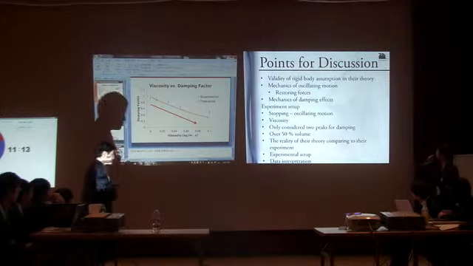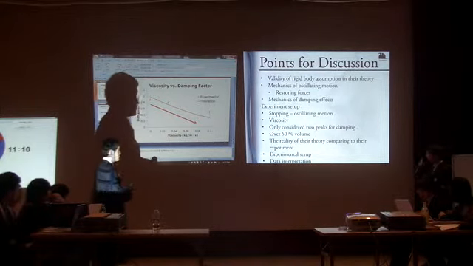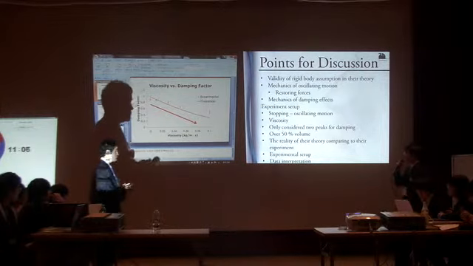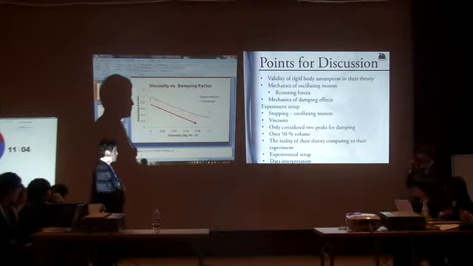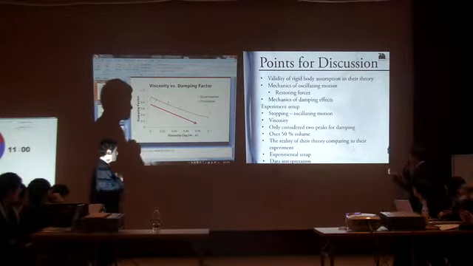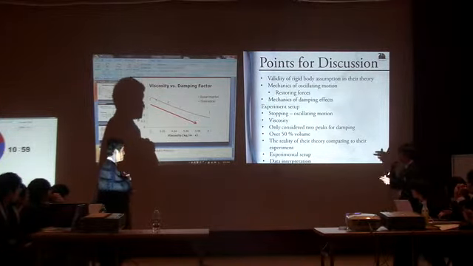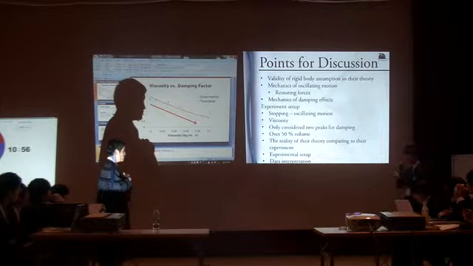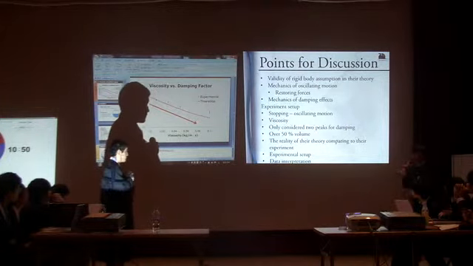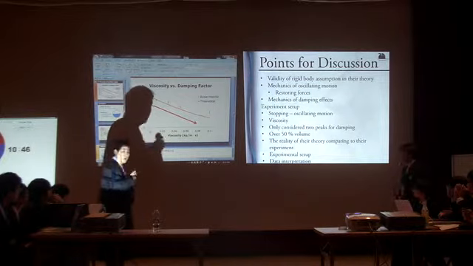At first, I want to start with the validity of the rigid body assumption in the theory. You first assume that it's a rigid body. You can assume that. However, in the model where the friction force comes from the flow of a very thin portion of liquid, I think that's not a rigid body. What do you think?